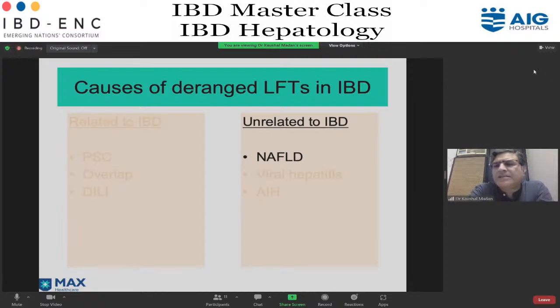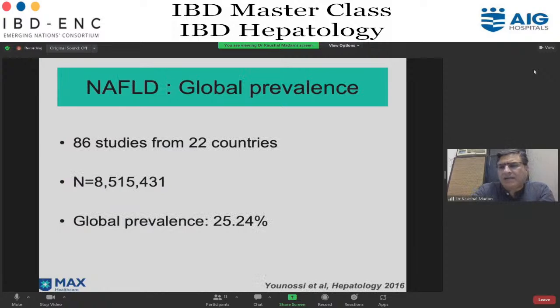If a patient like this comes to us, with the kind of prevalence we have of non-alcoholic fatty liver disease, the first thing which comes to mind as a differential diagnosis is that this patient who has high BMI might be having non-alcoholic fatty liver disease rather than PSC. So let's look at why we are saying this.